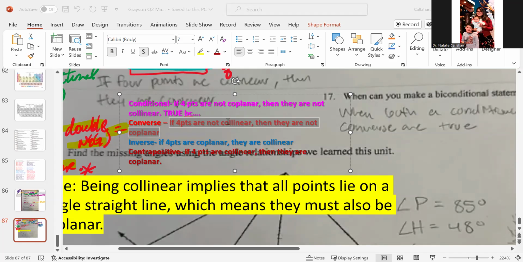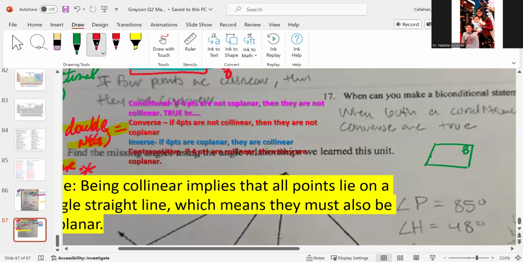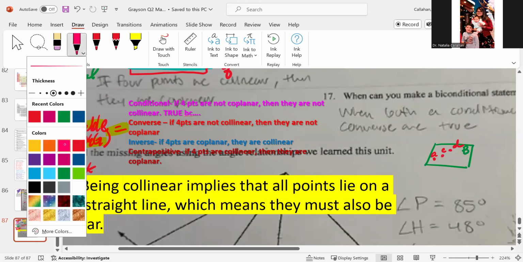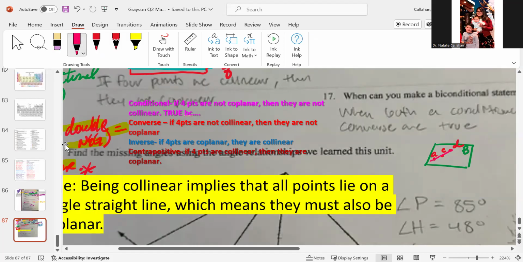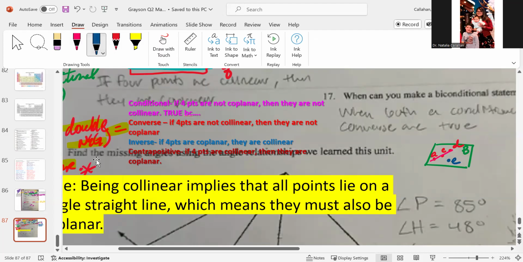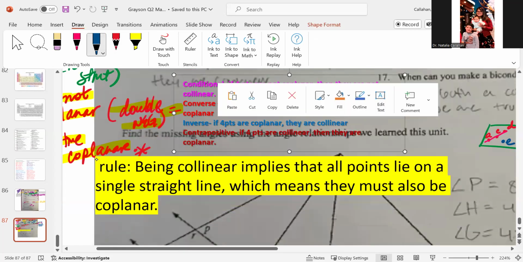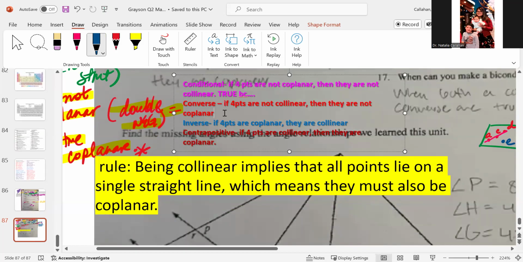Here's why. If 4 points are not on the same line, they are not coplanar. Do you see how this is the same plane? This is plane B. Now, I have A, C, D. Those 3 points lie on the same line. But then I'm going to put E right here. E is still on the same plane, but it's not on the same line. So this one is false. Do you see why? Good. So then write about that.